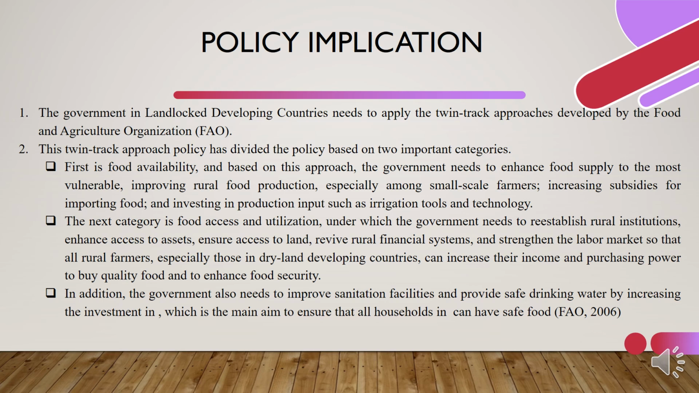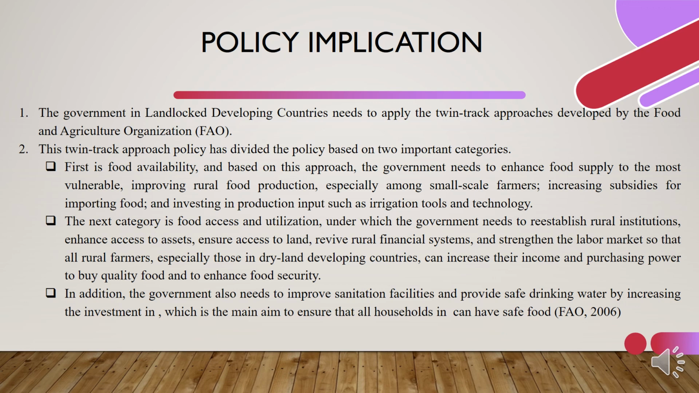The next twin track is food accessibility and utilization, where the government needs to re-establish rural institutions, enhance access to assets, ensure access to land, revive the rural financial system, and strengthen the labor market so that all rural farmers, especially those in dryland developing countries, can increase their income and purchasing power to buy quality food and help to enhance food security in landlocked developing countries.